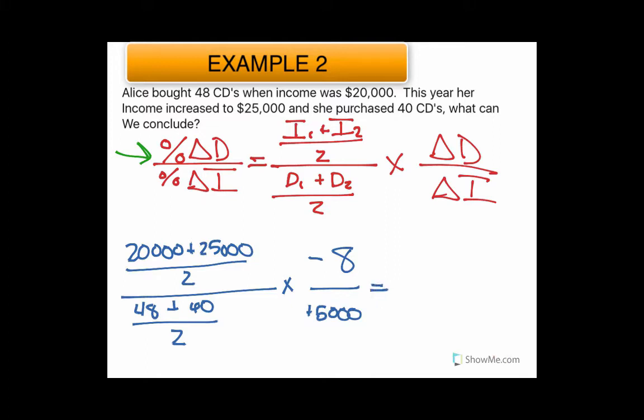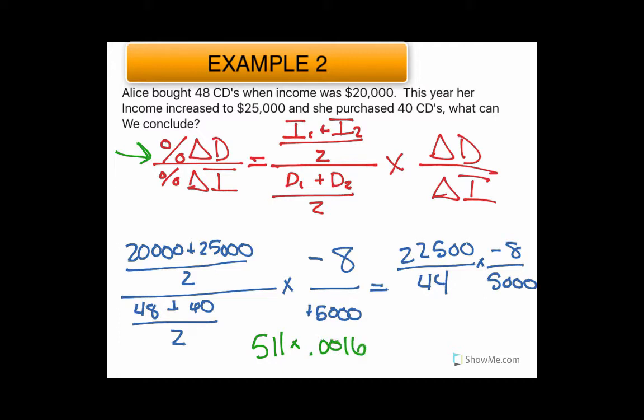So when you divide it all through, you get 22,500 all over 44 times negative 8 over 5,000. So you multiply those across, and you end up getting 511 times 0.0016, which equals negative 0.82. So her income elasticity of demand for CDs is negative 0.82.